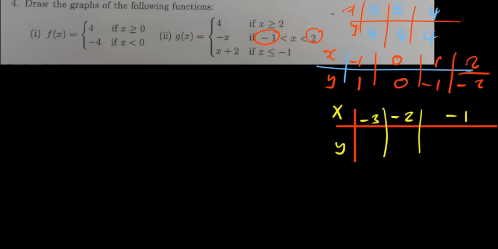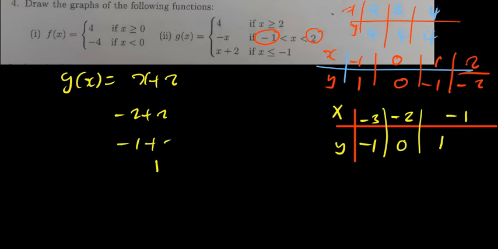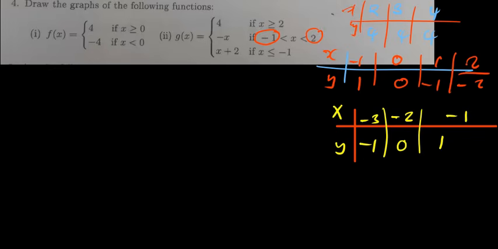So I have g of x being equal to x plus 2. If I put negative 3, it's going to be negative 3 plus 2, that is negative 1. If I put negative 2, negative 2 plus 2, I will end up having 0. If I put negative 1 plus 2, I'll end up having 1. I'll end there. Let's now come up with a graph.